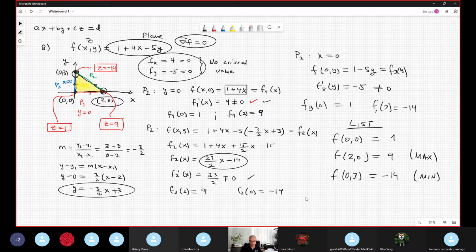Suppose I change the surface, not a plane. I put, for example, a square here. Wow, that changes completely the problem. I guarantee you that when you compute the derivative path by path, you get a new critical value. And you don't check if it's minimum or maximum, I don't care. You include it in the list and you evaluate everything in the original function. Bam.